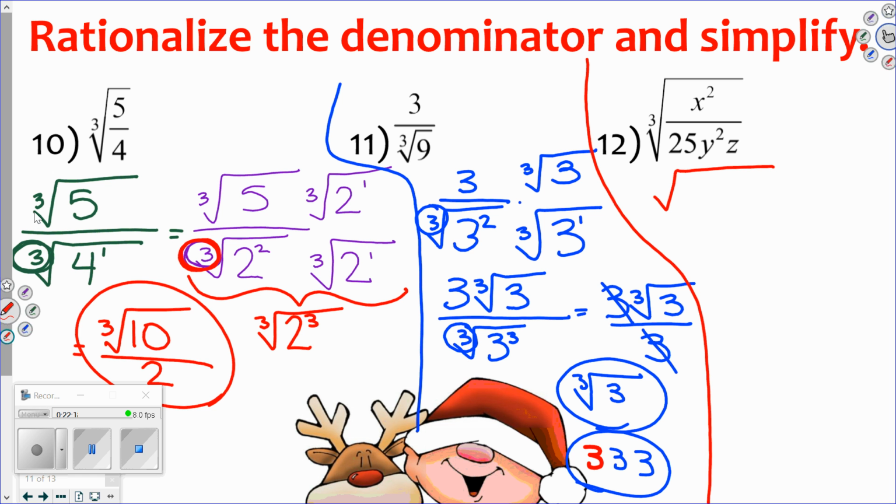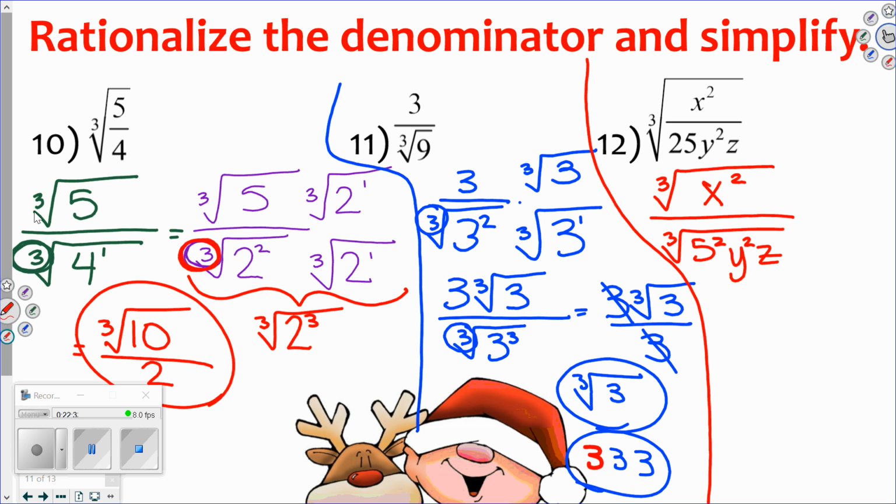Well, yeah, but we're splitting first. So cubed root of x squared on top. The bottom's going to have the cubed root. What would you write for 25? 5 squared. And then y squared and z.